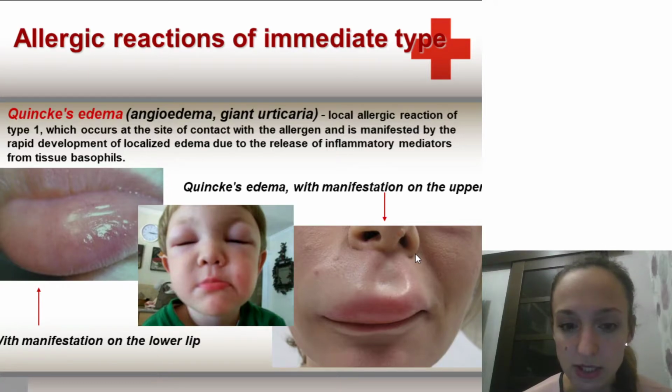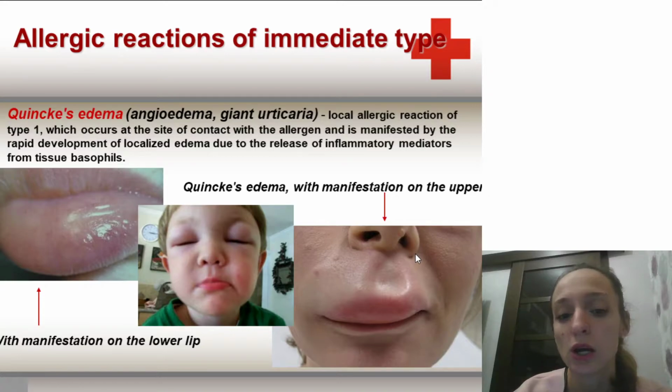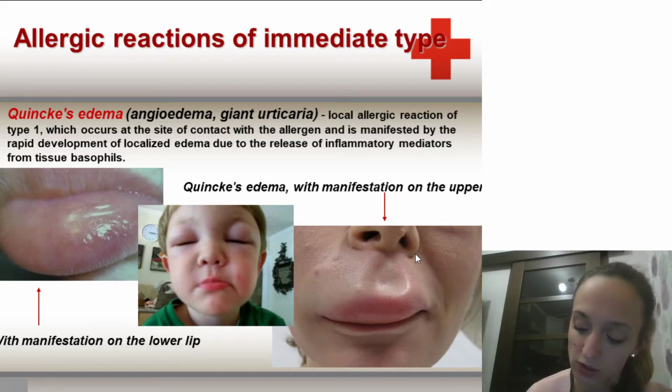So you can see clinical photos of Quincke's edema and its manifestation on the upper lip. And the first picture, manifestation on the lower lip. So it is a very quick reaction.